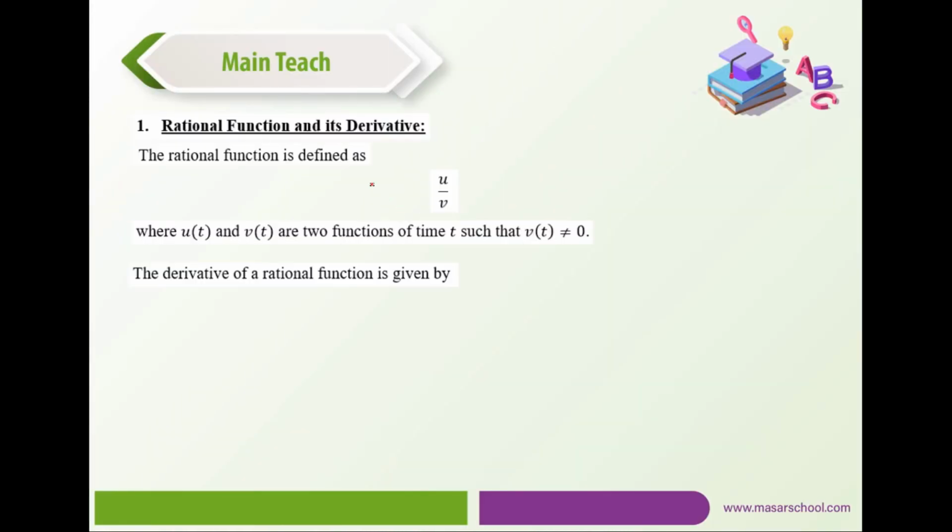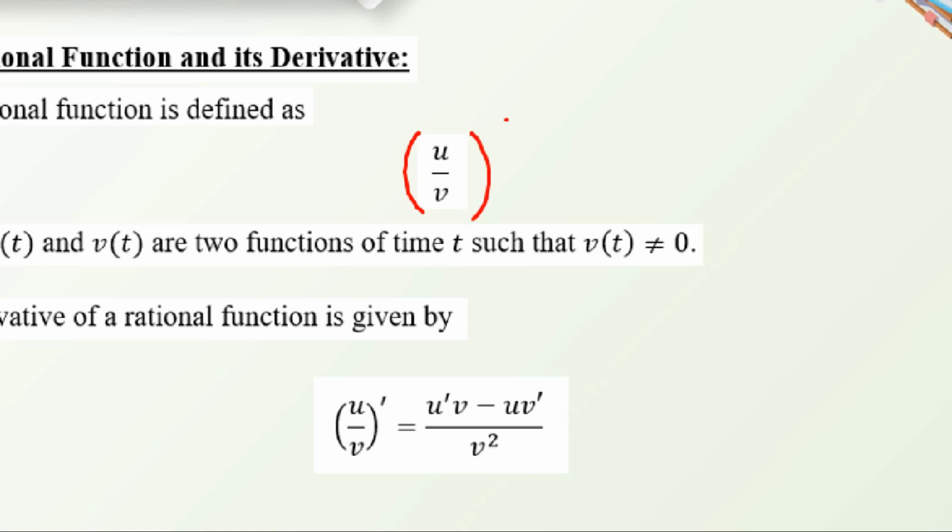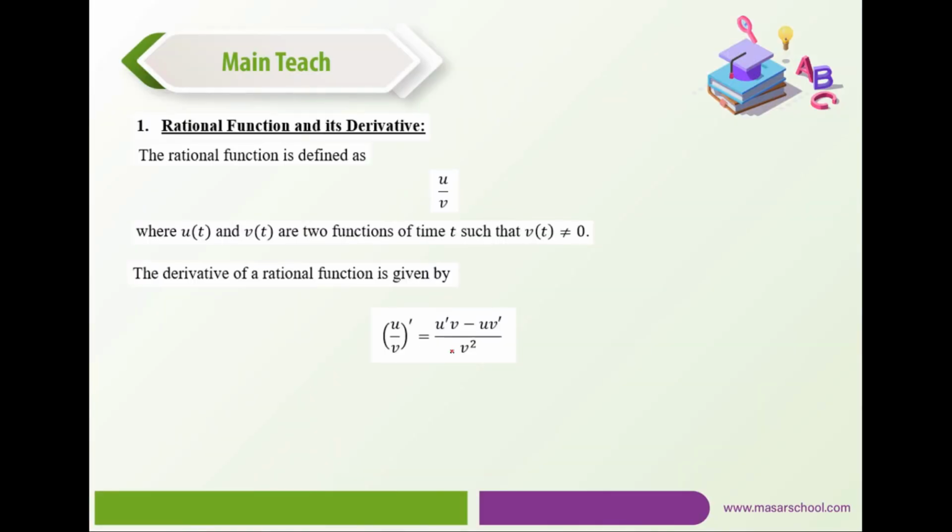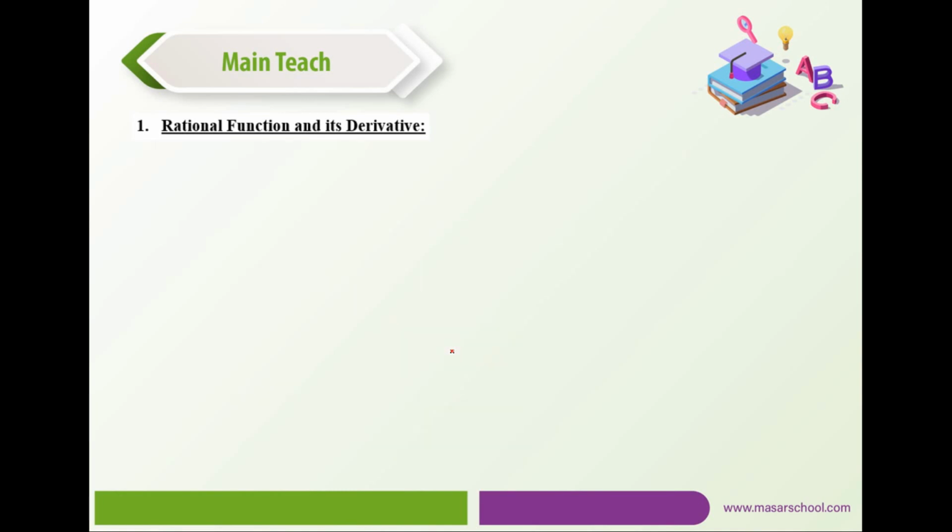The derivative of a rational function is given by, so here we're introducing the derivative of a rational function, and that would be u prime v minus u v prime over v square, and that is the derivative of the numerator multiplied by the denominator minus the derivative of the denominator multiplied by the numerator divided by the denominator square. In the operator notation, the derivative of a rational function would be given as follows.